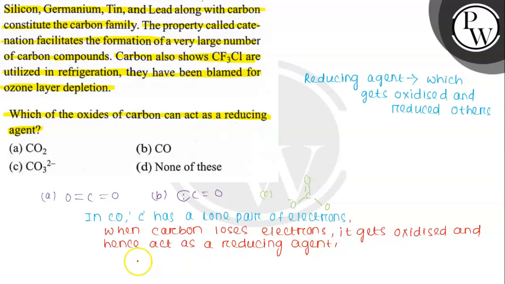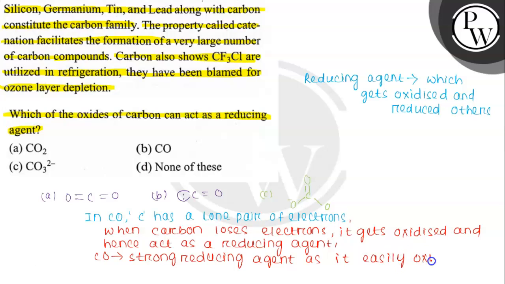Also CO is a very strong reducing agent, as it is easily oxidized to CO2. So it is a strong reducing agent, as well as carbon having a lone pair of electrons. In carbon monoxide, carbon has a lone pair of electrons, so it can lose its electrons, itself get oxidized and act as a reducing agent.